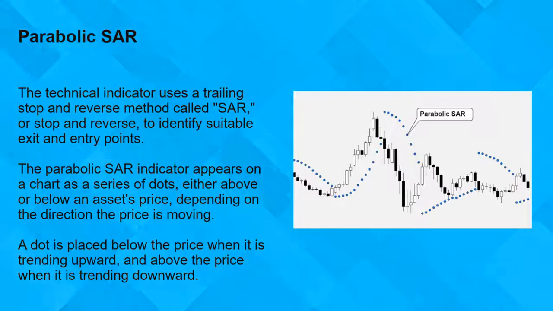The technical indicator uses a trailing stop and reverse method called SAR, or stop and reverse, to identify suitable exit and entry points. The Parabolic SAR indicator appears on a chart as a series of dots, either above or below an asset's price, depending on the direction the price is moving. A dot is placed below the price when it is trending upward, and above the price when it is trending downward.